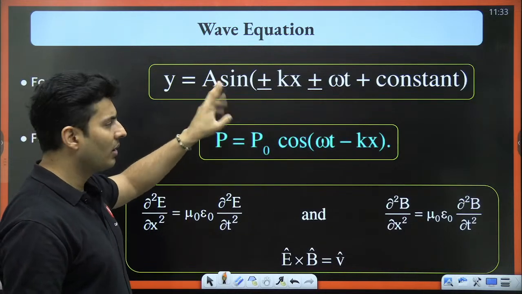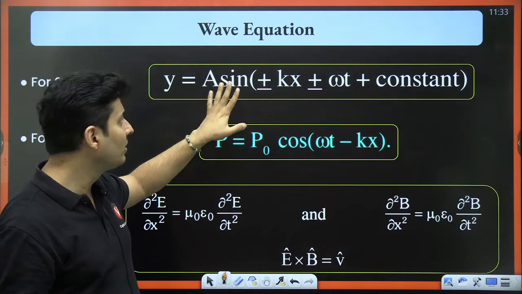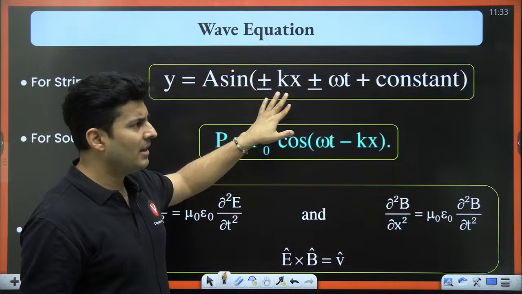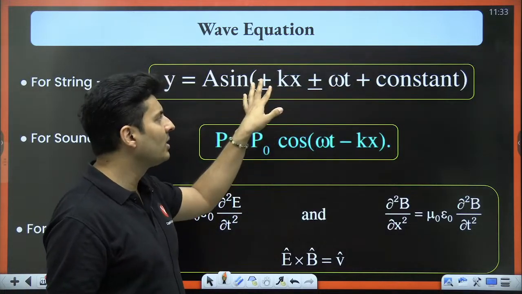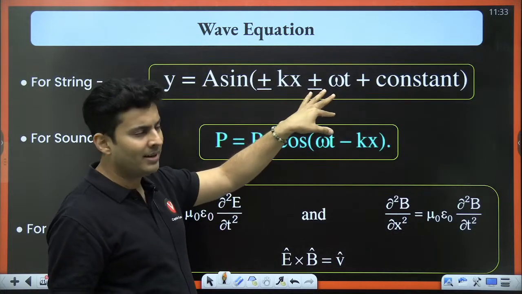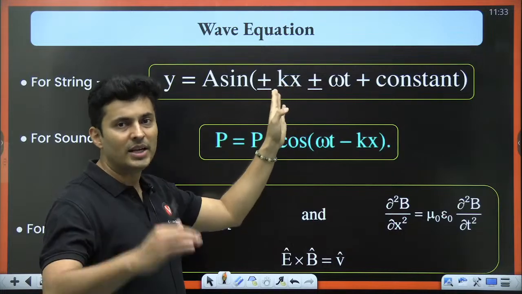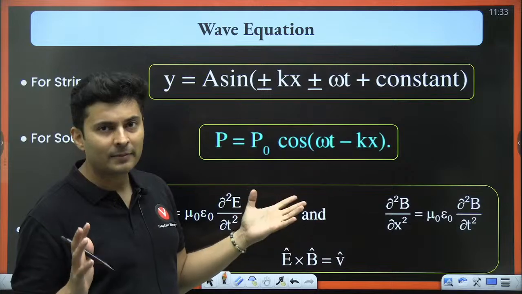Amplitude, sine or cos, both can be there, doesn't matter. There is no hard and fast rule that you have to use sine only. Plus minus kx, plus minus omega t, anything. You can write omega t first, you can write kx first, you can write minus kx, you can write plus omega t. That all depends from wave to wave. And some constant, that constant is basically your phi.